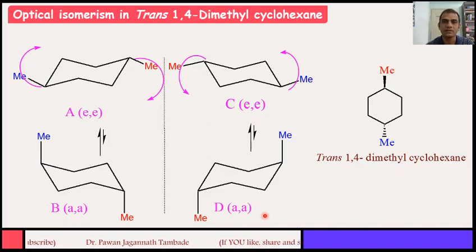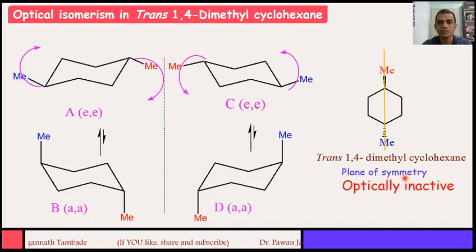But dear friends, in the case of trans 1,4-dimethyl cyclohexane as well, this molecule has a plane of symmetry. And because of the plane of symmetry, the molecule is inactive in this behavior. Remember, trans 1,4-dimethyl cyclohexane, because of the plane of symmetry, is optically inactive.